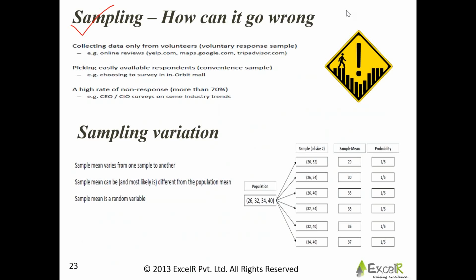How can a sampling exercise go wrong? If you collect the data only from volunteers, for example, who are the people who are going to report on TripAdvisor? Someone who is very interested in trips, in exploring the world and things like that.